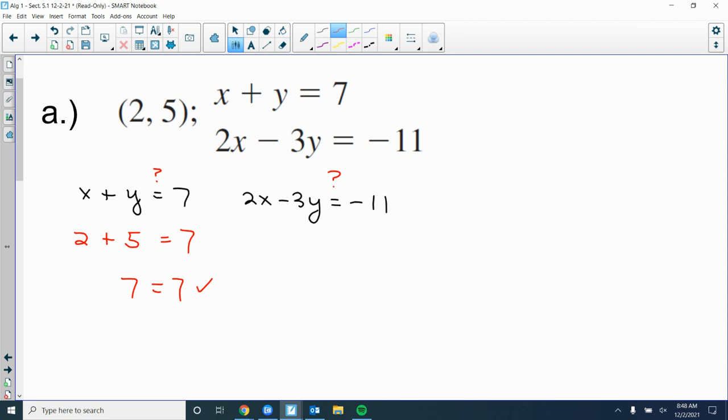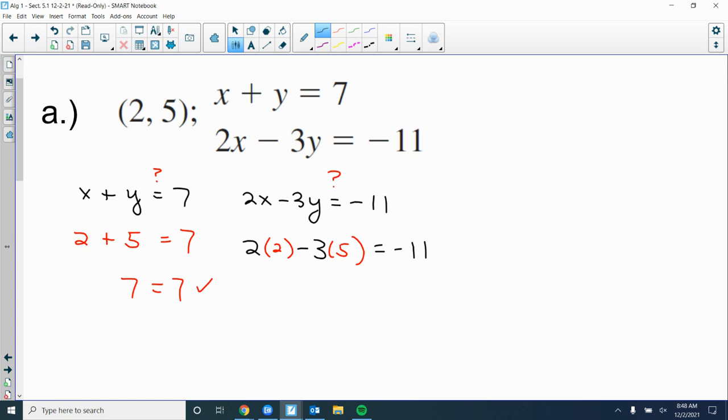Now, most of you are probably like, well, yeah, I already knew that. Well, that's fine, but we're going to do this for harder ones as well. So it has to work for both of them. So I tested in this other one. The 2 stays. I take the x out and put in the 2. Minus 3, I take the y out and put in the 5. And I say, does this equal negative 11? Just work on the left side. The negative 11 on the right, we can't change.